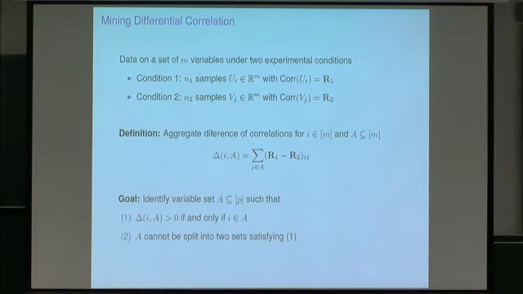So we imagine we have N1 samples under the first condition. Each sample is some random vector, it's m-dimensional, and it has correlation R1. We're not really concerned about the mean behavior here, so the correlation is what we care about. Under condition 2, I have N2 samples. Each of those, again, is a random vector in R^m, and the correlation of those vectors is R2.